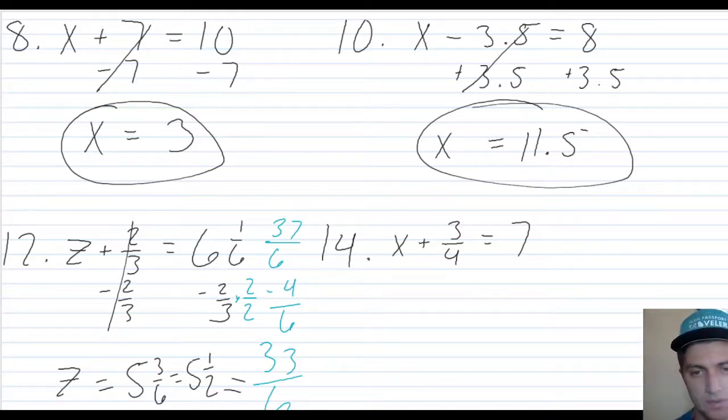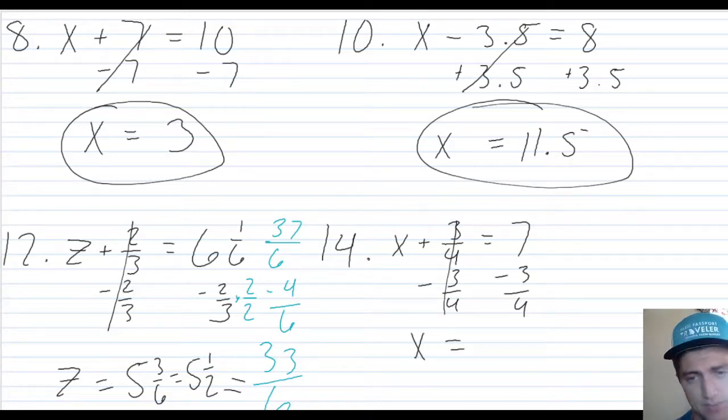Okay. X plus 3/4 equals 7. How do we undo addition by 3/4? We subtract 3/4. What we do to one side, we have to do to the other. These cancel, we're left with x. And now we have the same problem. We can't subtract unless they have the same denominator.